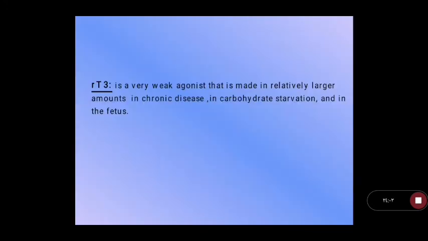Now a very brief word on reverse T3. Reverse T3 is a very weak agonist that is made in relatively larger amounts in chronic disease, starvation and in the fetus. So it is important in large amounts in chronic diseases, starvation, and also in the fetus.